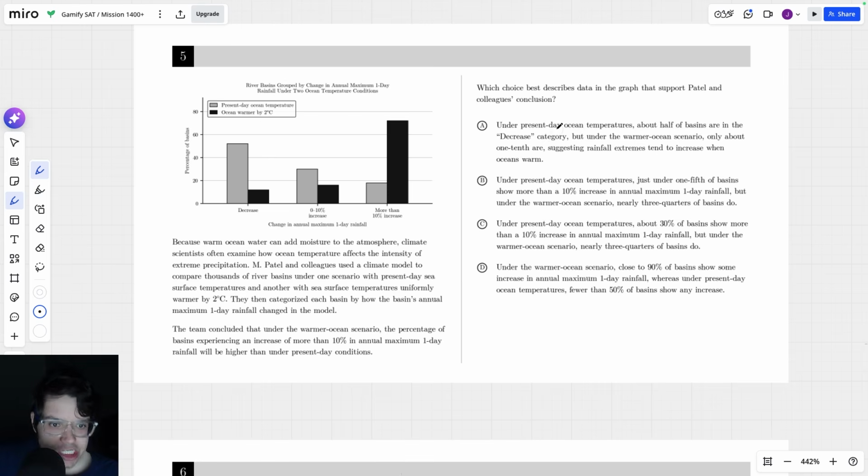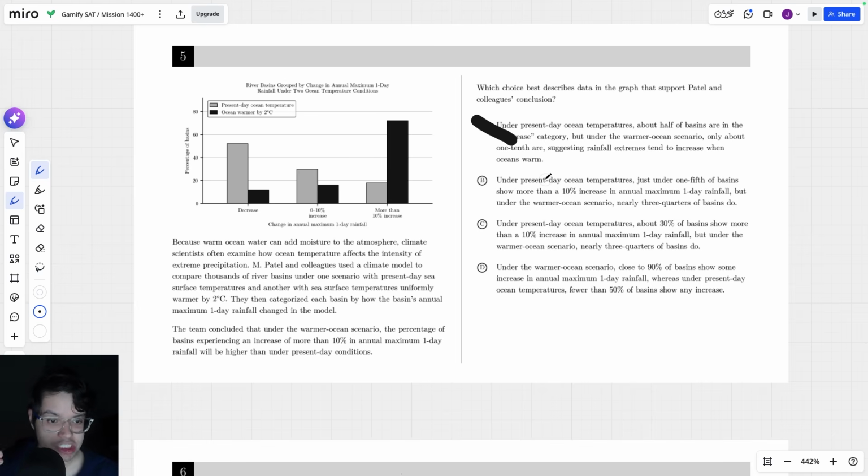Okay, A, under present-day ocean temperatures, about half of basins are in the decreased category. So yeah, that is correct. And under the warmer ocean scenario, only about 1/10 are, suggesting rainfall extremes tend to increase when oceans warm. Okay, so that seems okay, but it's focusing on this one down here for the decrease. It specifically says here about an increase of more than 10%, so we're not focusing on the decrease part, we really want to focus on this part over here. So I'm just going to go ahead and say A probably is not going to be it.